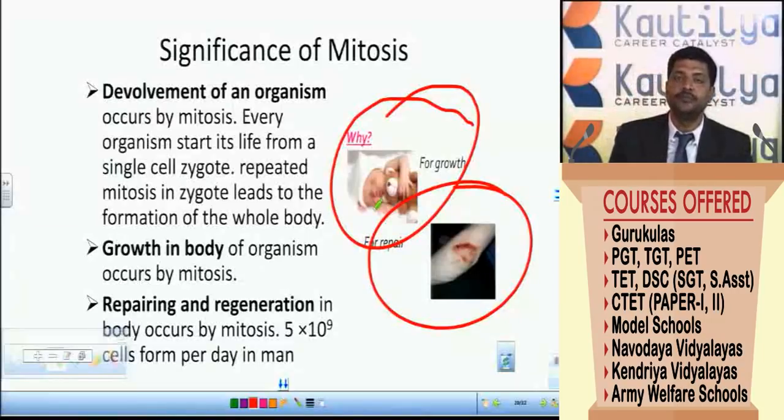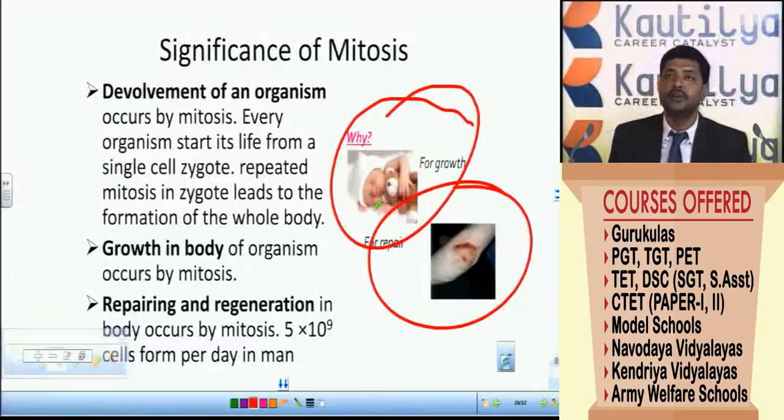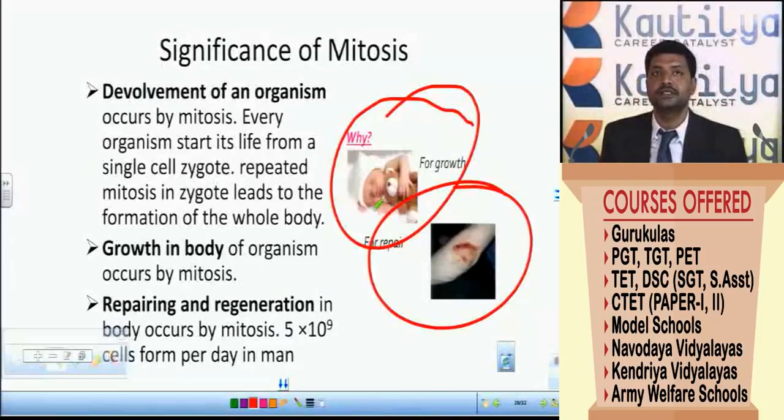In human beings, about 5×10⁹ cells are formed per day for cell repair. That is the rate of mitosis during the requirement. So dear friend, this is the significance of mitosis. Along with the significance of mitosis, we have discussed the different stages of mitosis.